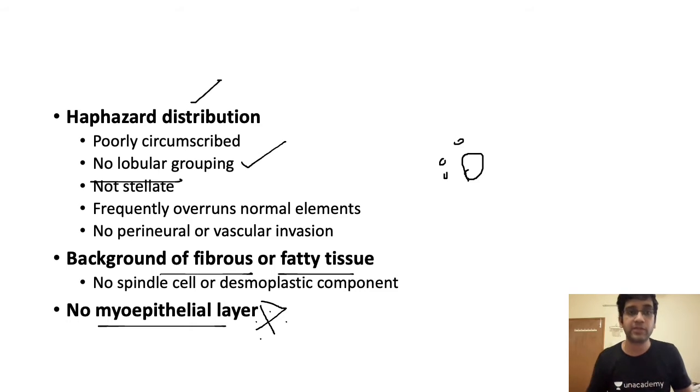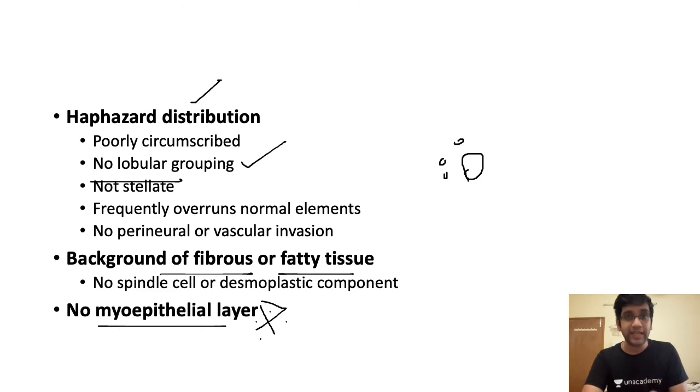Radial scar can have a myoepithelial layer. Microglandular adenosis will not have a myoepithelial layer. That becomes a very important differential diagnosis for tubular carcinoma of the breast. Tubular carcinoma will not be rounded; it will be angulated. Tubular carcinoma again will have pleomorphism, though it's low grade. Tubular carcinoma will not have a central secretion.